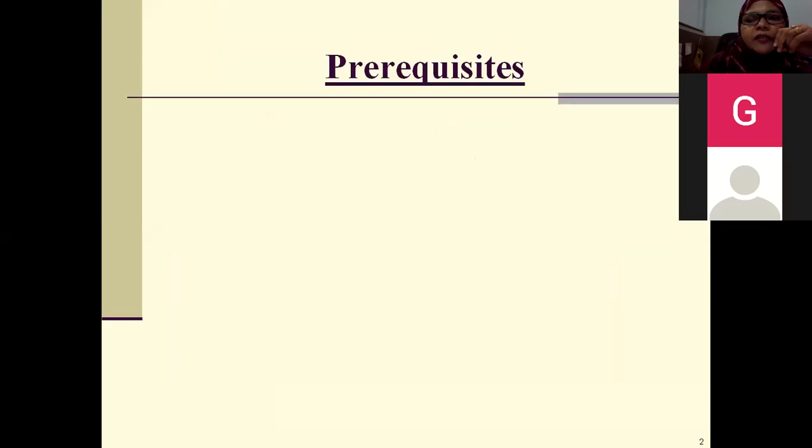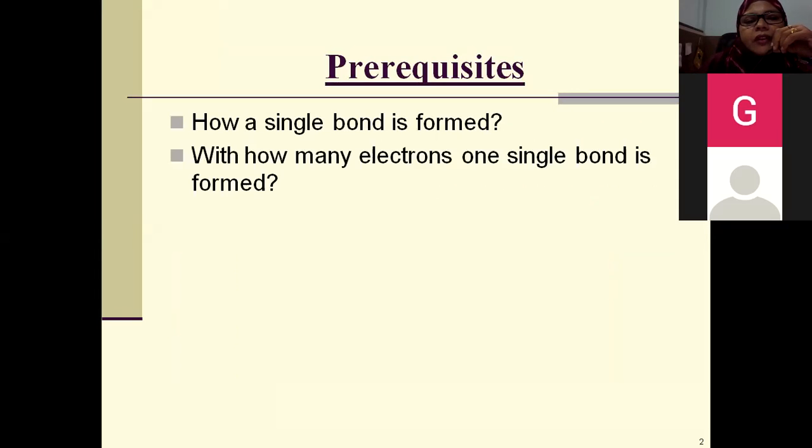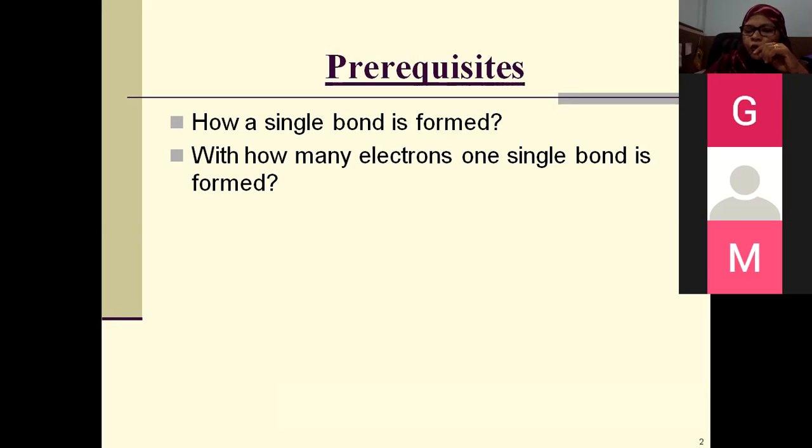These are some prerequisites of this chapter. Before starting this topic, I want to know how a single bond is formed. My question is very simple: with how many electrons is one single bond formed? How many electrons are required to form a single bond? Two. Yes, very good.